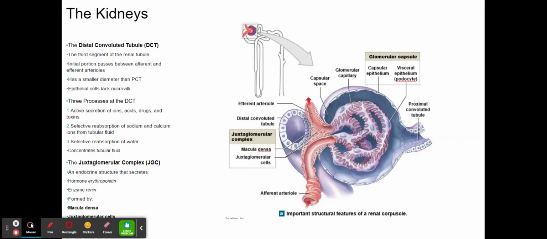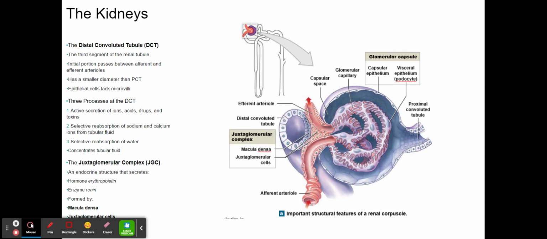The thick ascending limb of the nephron loop ends where it forms a sharp angle near the renal corpuscle. The distal convoluted tubule, or the DCT, which is the third segment of the renal tubule, begins there. The initial segment of the DCT passes between the afferent and the efferent arterioles. In sectional view, the DCT differs from the PCT in that the DCT has a smaller diameter and its epithelial cells lack microvilli. Again, you can check table 26-1.